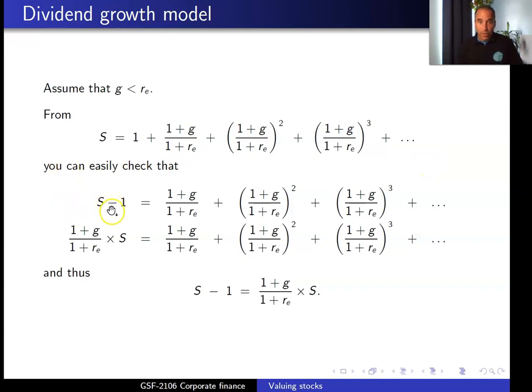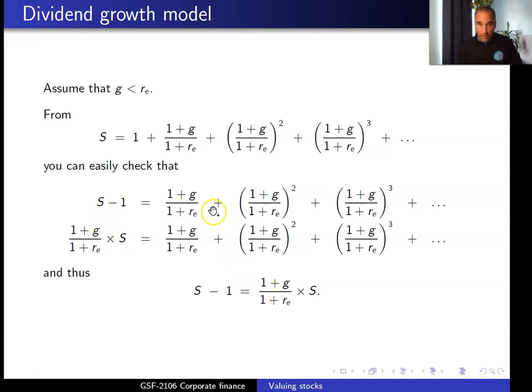So S minus 1 is equal to term plus term to the power 2 plus term to the power 3 and so on. And if I take this S and I multiply it by 1 plus G by the term. Okay, so term times S is equal to term plus term to the power 2 plus term to the power 3. So S minus 1 is equal to 1 plus G over 1 plus RE times S.